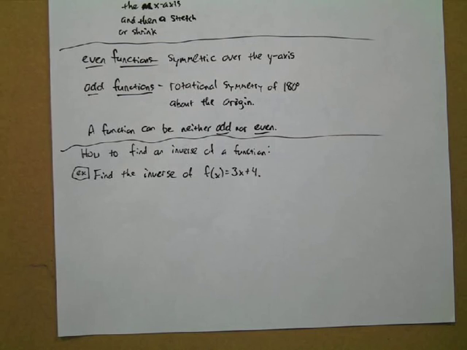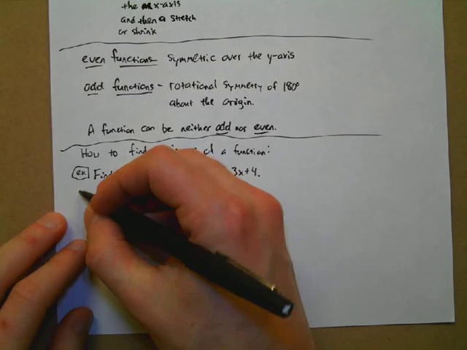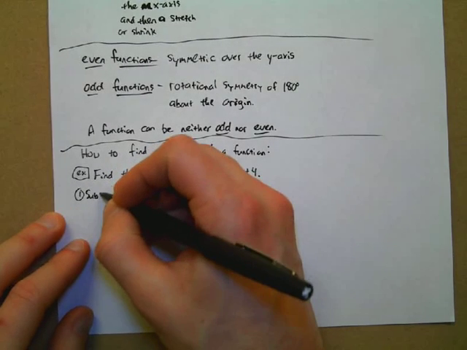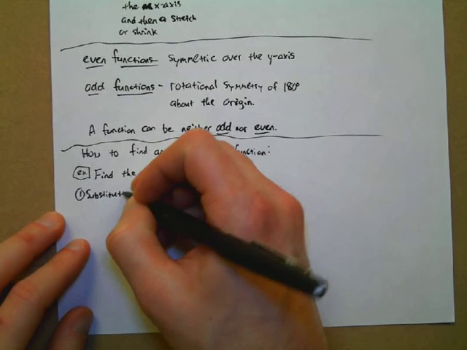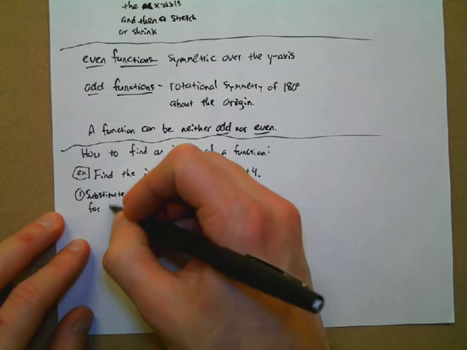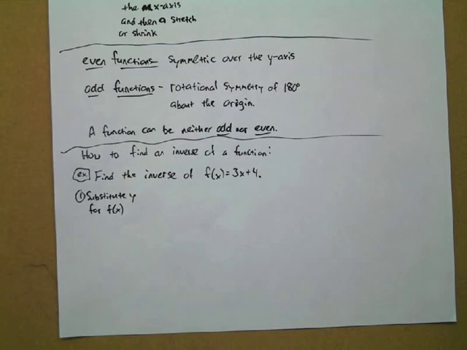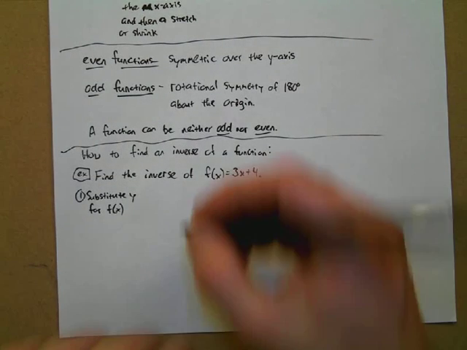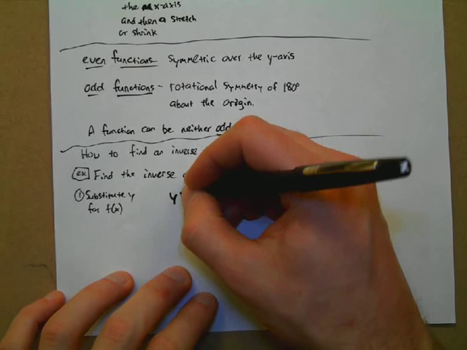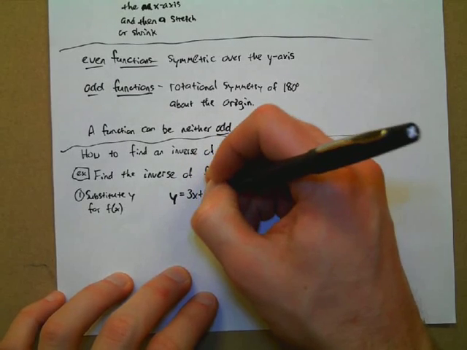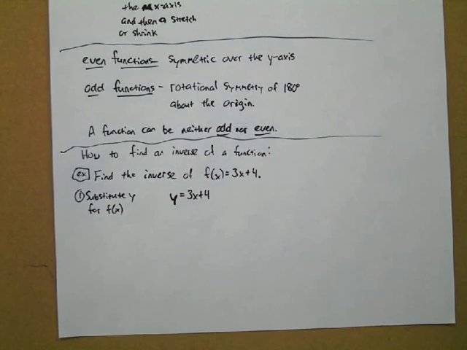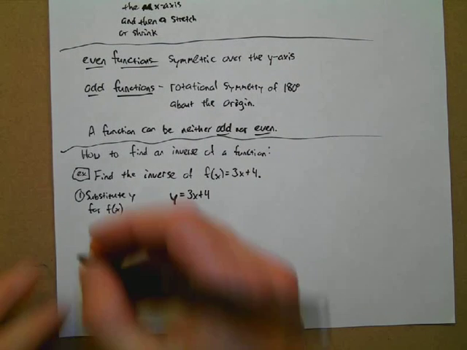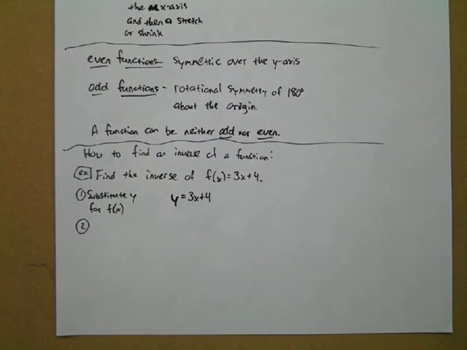Step 2. Again, when we find an inverse, what do we do with our x's and our y's? We swap them. So we're going to do the same thing here. Swap the x and y variables. Go ahead, what were you going to say, Greg? We'll get to that. Just switch the x and y's. So in other words, we're going to rewrite it as x equals 3y plus 4. I just swapped them.